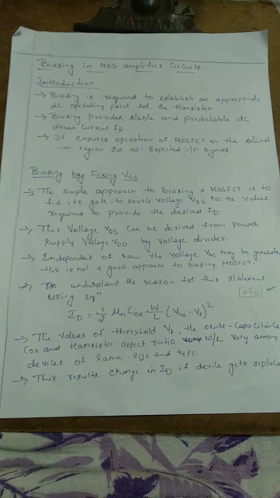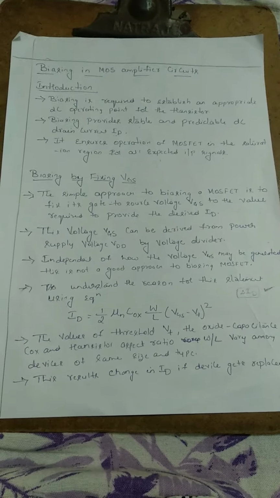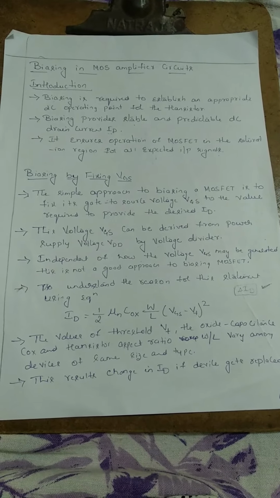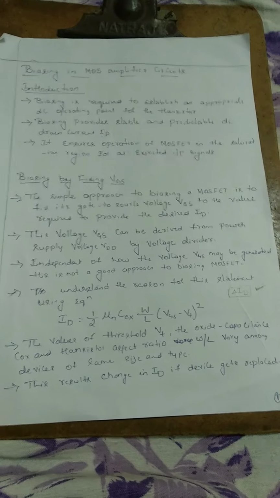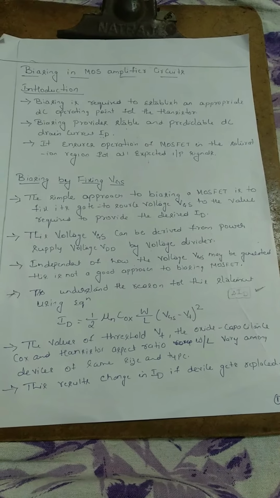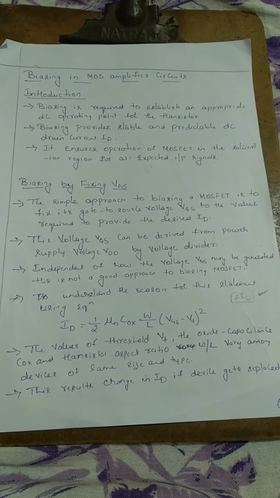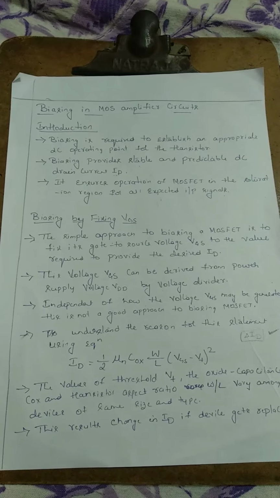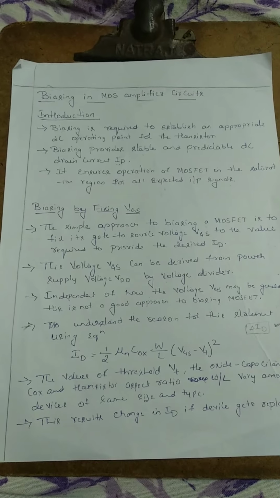So, how do we get an appropriate DC operating point? By having a stable and predictable DC drain current ID and voltage VDS. As we know, in our MOSFET the output current is ID and the output voltage is VDS. Also, our MOSFET should operate in the saturation region for all expected input signals. These are the requirements for our biasing techniques.